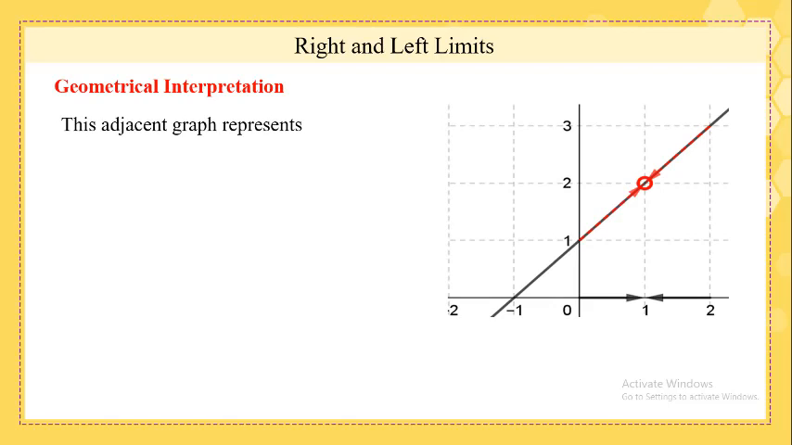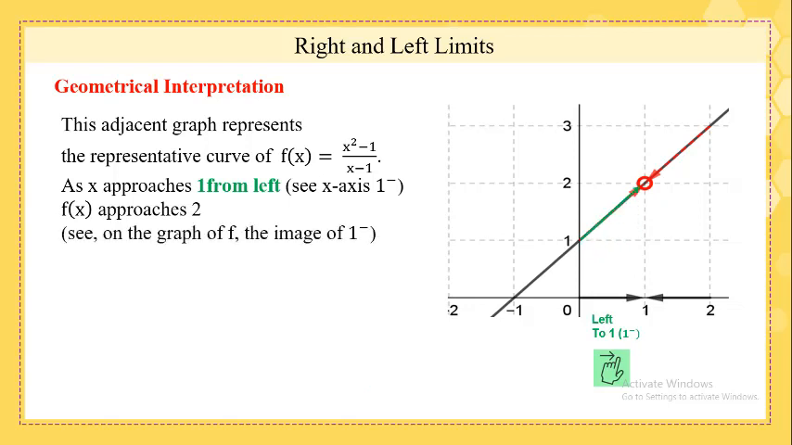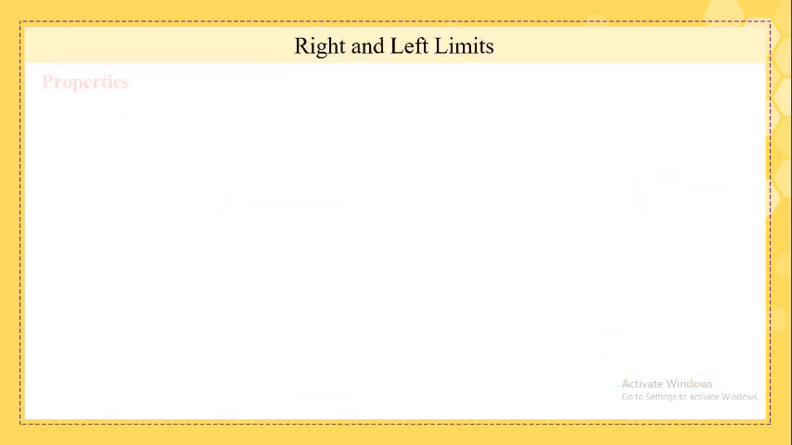As a geometrical interpretation, the adjacent graph represents the representative curve of f of x equals x squared minus 1 over x minus 1. We see that as x approaches 1 from the left, see x-axis at 1 minus, f of x approaches 2 in the graph. As x approaches 1 from the right, f of x approaches 2 also in the graph.